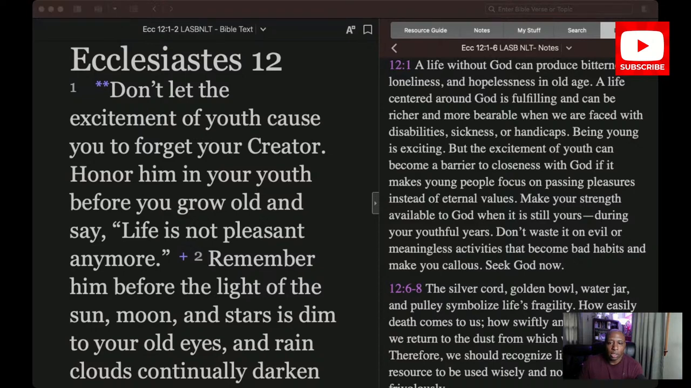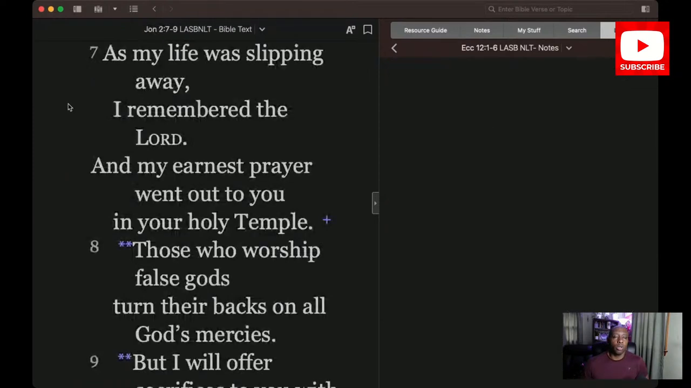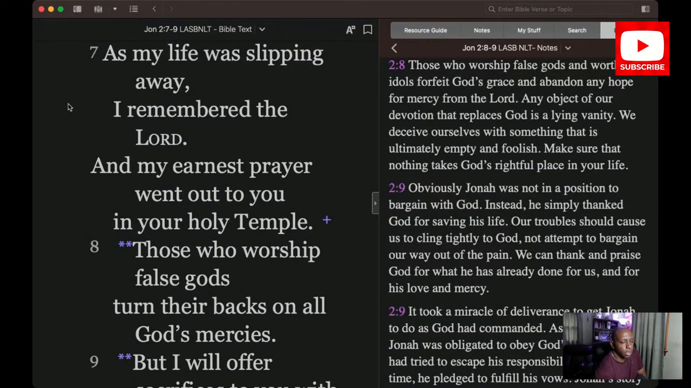We see that. And the last scripture that I will read is, I think it's Jonah. I don't think it's Jonah. Yeah, it could be Jonah. Yeah, it's Jonah. Jonah chapter 2, verse 7. And it says this. As my life was slipping away, I remember the Lord, and my earnest prayer went out to you in your holy temple. We see that.